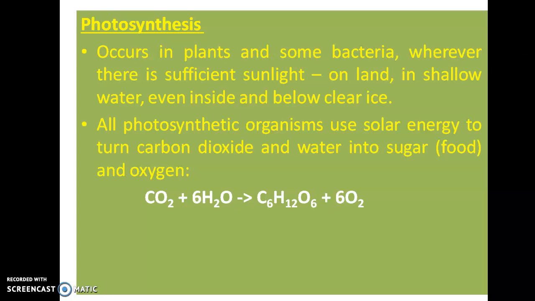Then, what is meant by photosynthesis? Photosynthesis is a process which occurs mainly in green plants and also in some photosynthetic bacteria, wherever there is sufficient sunlight. On land, in shallow waters, and even inside and below clear ice, we can see photosynthesis. In this process, all photosynthetic organisms utilize solar energy to turn carbon dioxide and water into sugar, or food. We can say it is organic material, and thereby it produces oxygen.